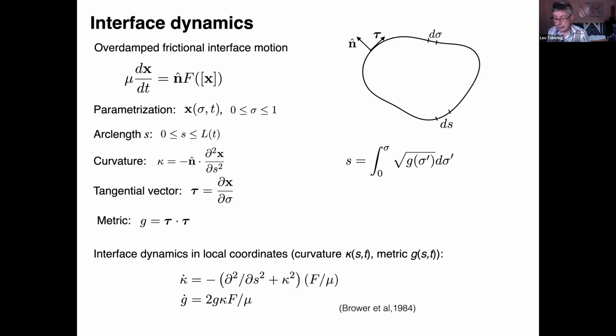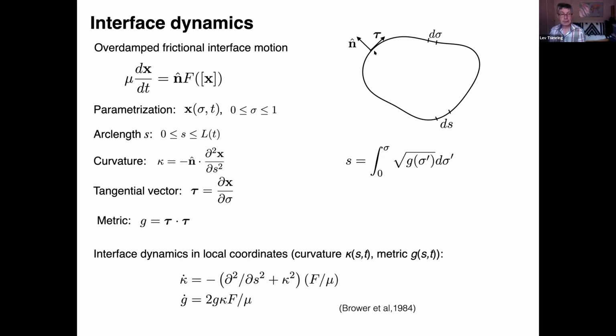So this is basically just an interface model. So imagine that you have an interface, and this interface is growing. And it's growing because there is a force which is normal to the interface, which pushes it outwards. Okay, and so we can write down the equation. So there's a force and there's a friction. So the interface motion is frictional.